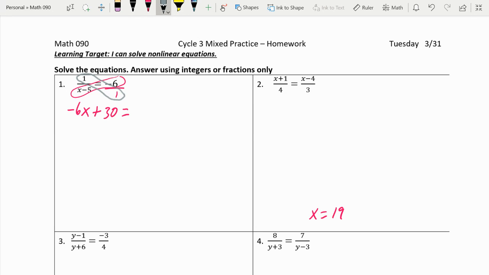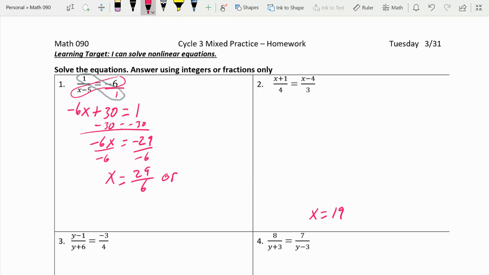Well, 1 times 1 just gives us 1. Solve just like you've always done. You're going to subtract 30 from both sides. -6x is equal to -29. Divide both sides by -6. x is equal to, since both of them are negative, it's going to become a positive, 29 over 6. That can't be reduced down any further.